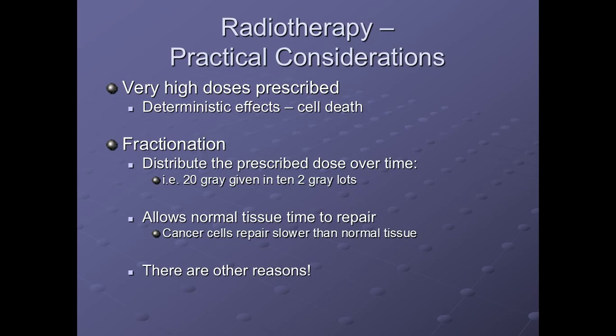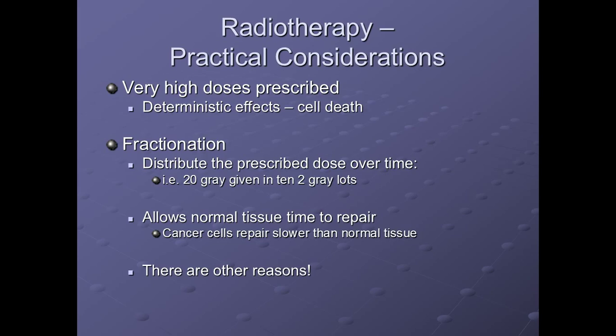So the way that radiotherapy is delivered is via something known as fractionation. And this is where, if that tumour has been prescribed 20 grey, it will be divided up, say, into 10 lots of 2 grey. The reason for this is to allow the normal tissue to repair, remembering that first of all the tumour is going to get more damage than the healthy tissue. It's also going to repair much more slowly than the healthy tissue.